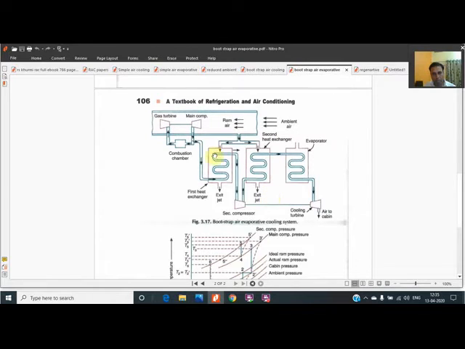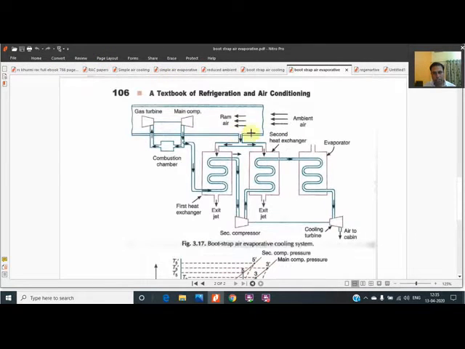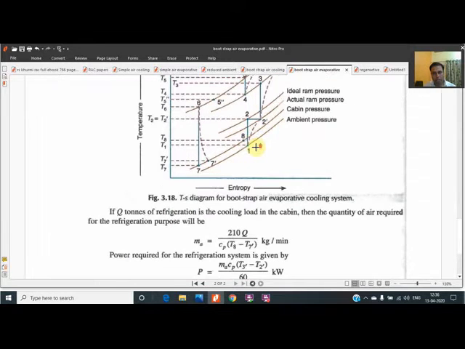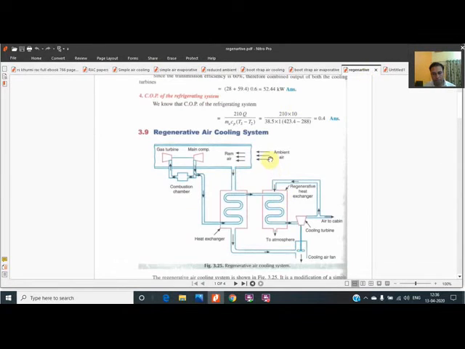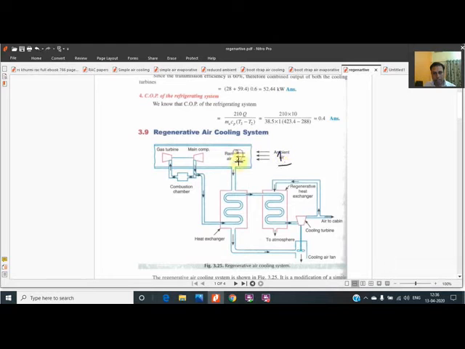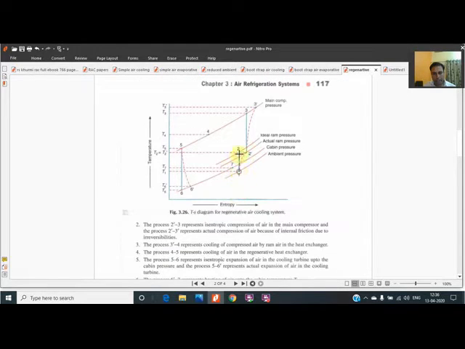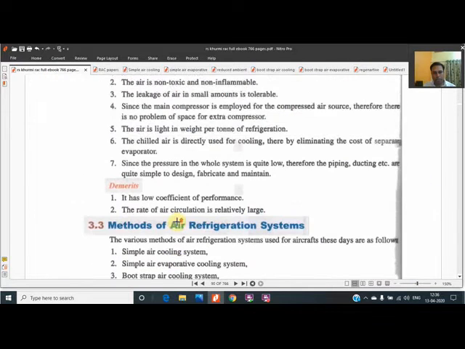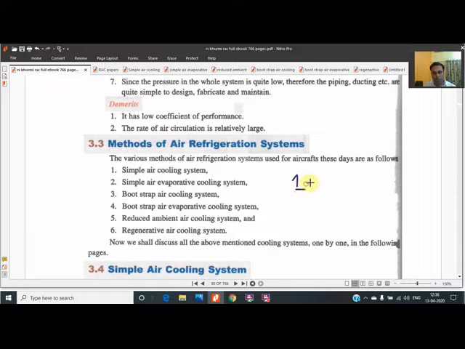In bootstrap evaporative also you will see the same process, means the ambient air, that is the 1 point, gets converted into the ram air, and this is being shown to you over here also. The pressure gets raised. In regenerative also we see the same thing. The ambient air, means the ambient atmospheric air, used to get converted into ram air, and a slight increase in pressure is there. So this first process is ramming, and this is common for all the systems: simple air, reduced ambient, bootstrap, and regenerative. In all the systems the first process will be common, and the 1 to 2 process is called ramming.